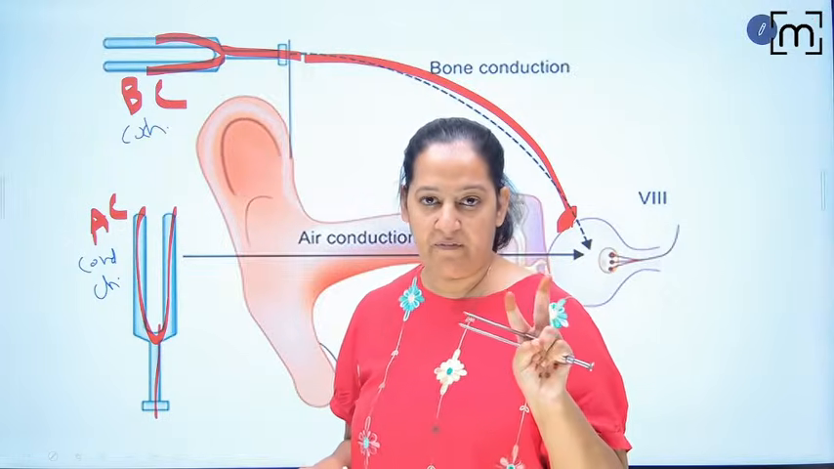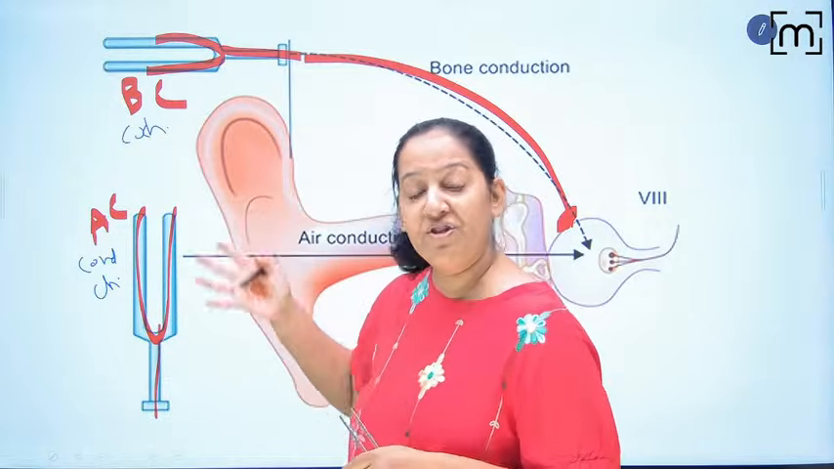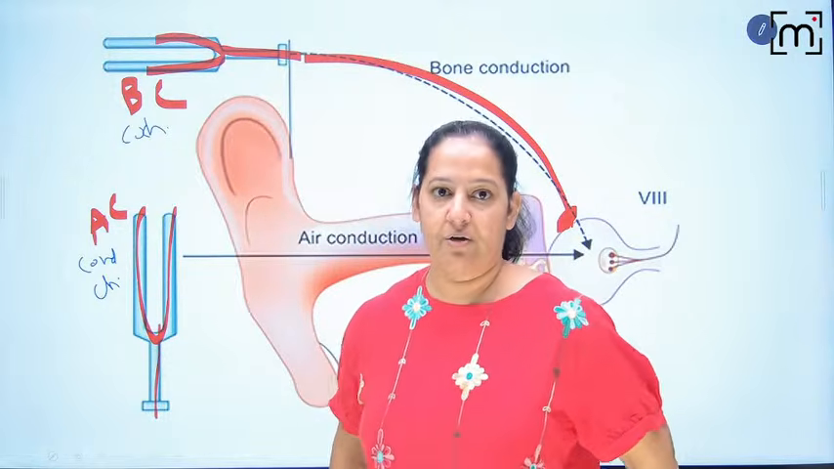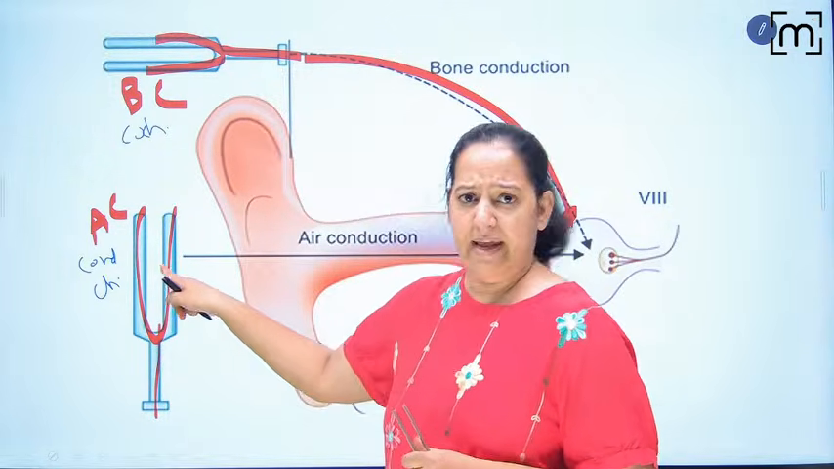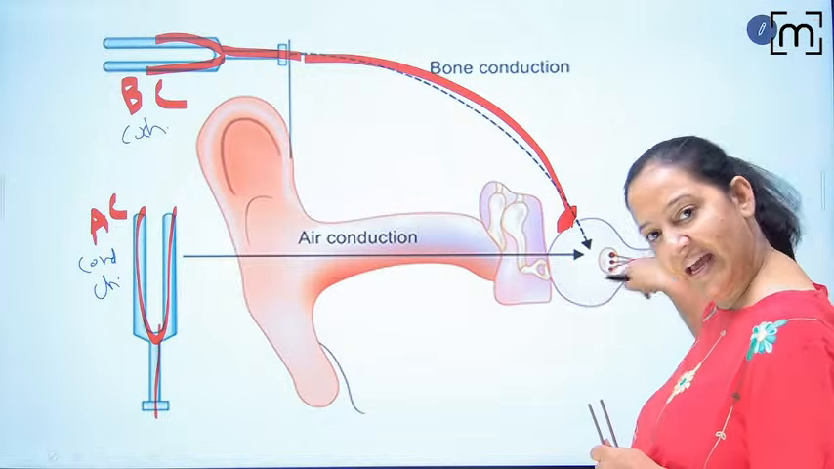There are two types of deafness, no? Conductive and cochlear. Cochlear is a type of sensory neural. So we will come to know which type of deafness the patient is having, like that. Got it? So in AC, the sound waves first go here, here, here, then reach here, then the cochlea.